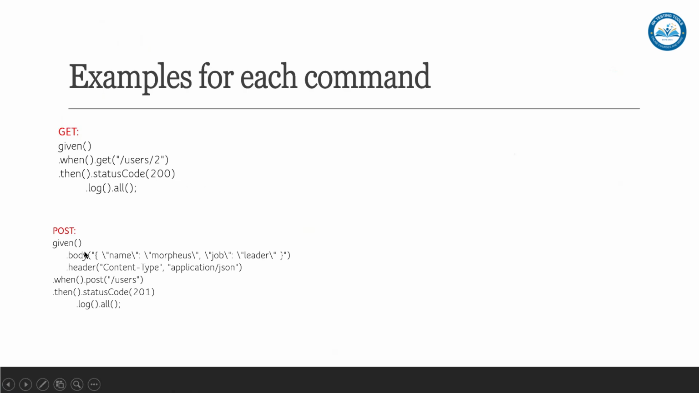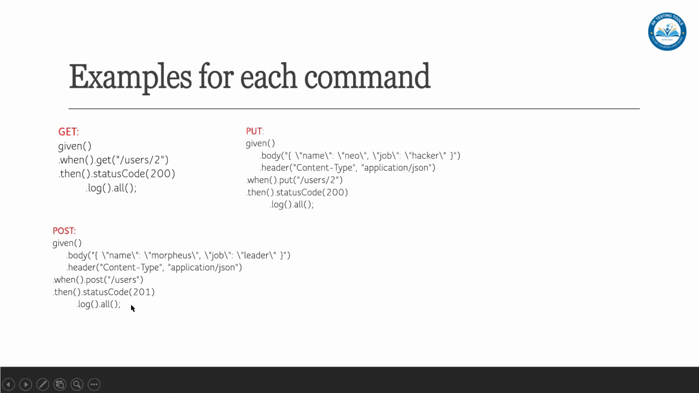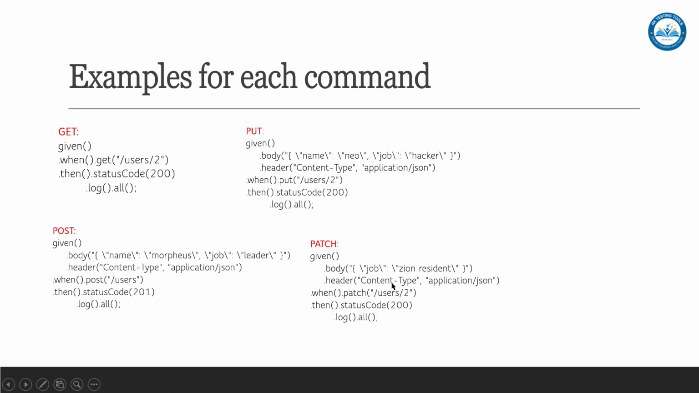Okay, in the given we are adding the body and headers information, right? So when dot post, a POST method, /users, and then status code of 201, log dot all. And the PUT method is for updating the data, right? So given dot body has name Neo, job hacker, header content-type application/json, content-type application/json, when dot put /users/2, then status code 200, log all. And then the PATCH for partial data.